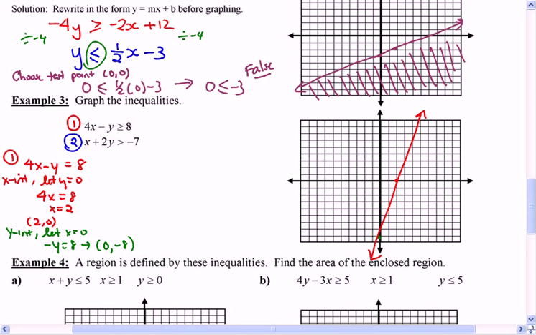And of course, I need to choose the test points. So I'll test my favorite point, the easiest of them all, (0, 0). 4 times 0 minus 0 greater than or equal to 8. 0 greater than or equal to 8? No way. So I'll shade in the side that does not contain the test point. That would be this side here.